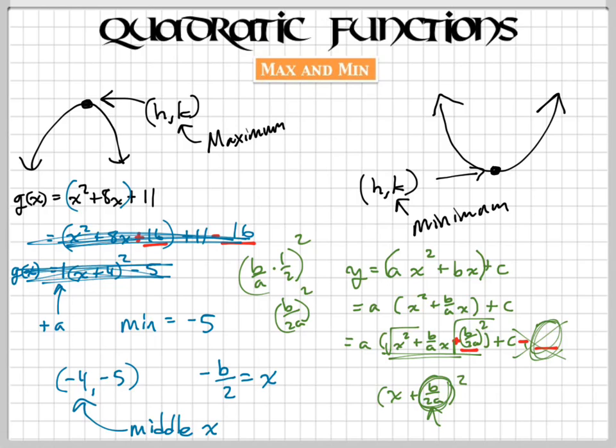So we actually have to improve our formula right here. We have to put negative b over 2a. And that formula is given to you guys in Algebra 1. Negative b over 2a to find the middle x. That's how you can find the axis of symmetry. That's how you can find the middle x using that formula.